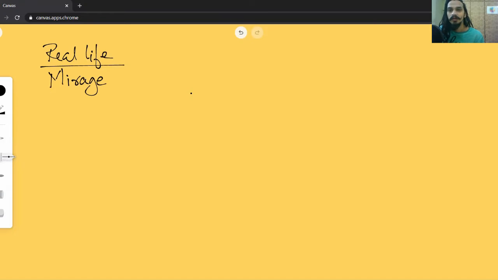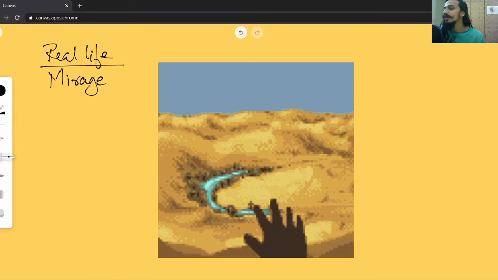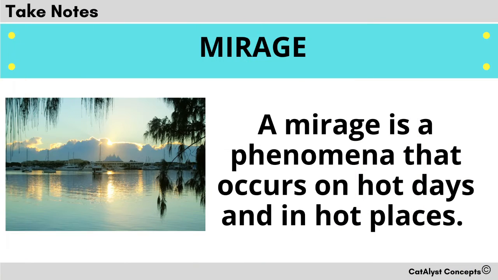An easy depiction for you would be cartoons. Remember, in some cartoons, they show the desert, and then they see as if there is water, but then actually there is no water. It just appears like that. So that is one very common example of a mirage, and it happens due to total internal reflection.